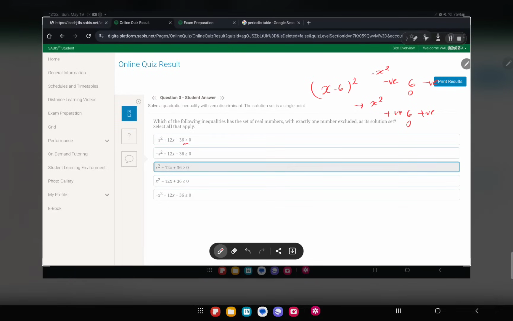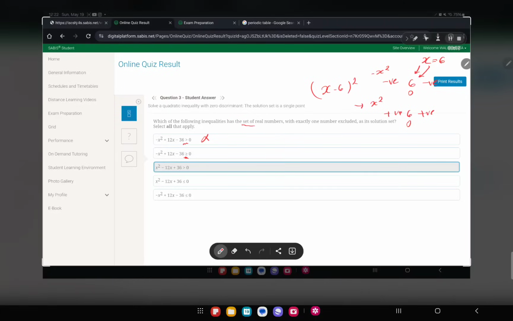When it's greater than 0. Okay, let's take a look here. When is it greater than 0? Is it ever greater than 0 here? No. So does it have any solution? Obviously not. Here, when it's greater than or equal to 0, is it ever greater than 0? No. But is it ever equal to 0? Yes. So we could say when x equals 6, right?